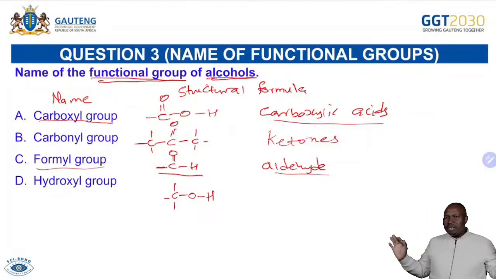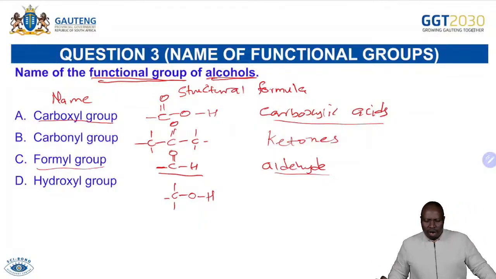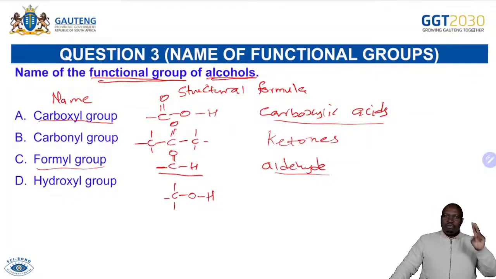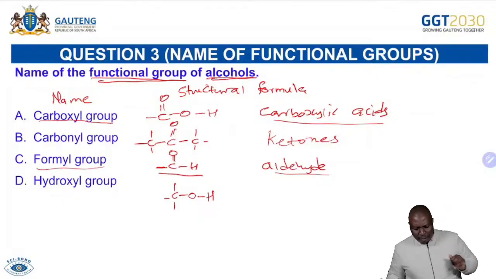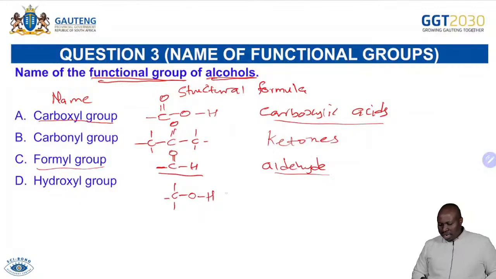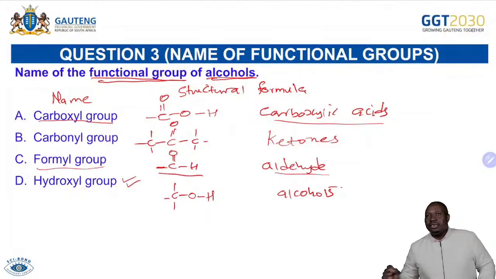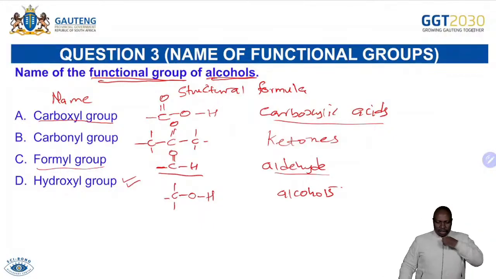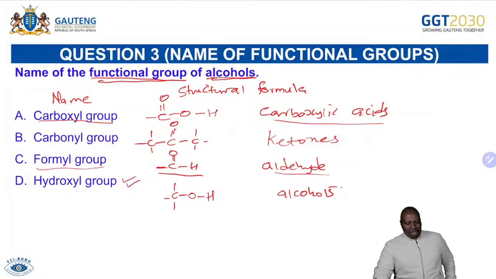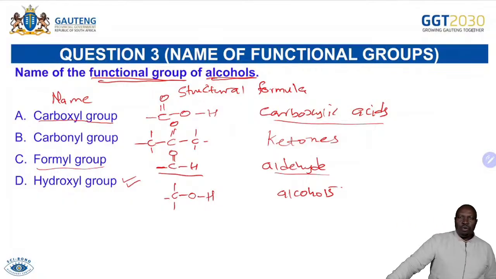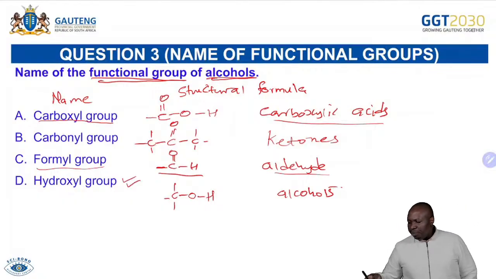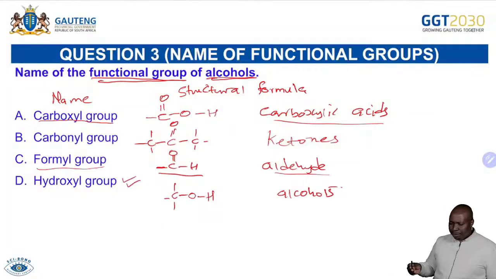Make no mistake at all times that your oxygen will have 2 bonds, your hydrogen will have 1, your carbon will have 4. So we are moving like that, and then we are saying this is the hydroxyl group. We find it in alcohols. So we are able to answer the question to say the correct answer is D. Hydroxyl group is the name of the functional group of alcohols. I hope that helps you, and then you build your confidence and you are able to move.